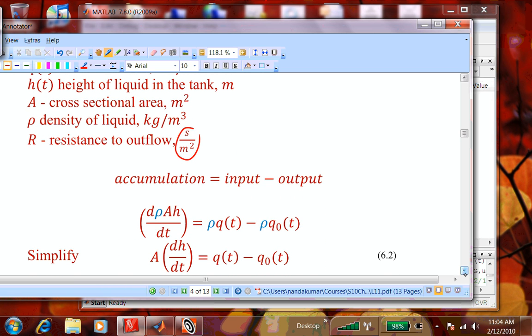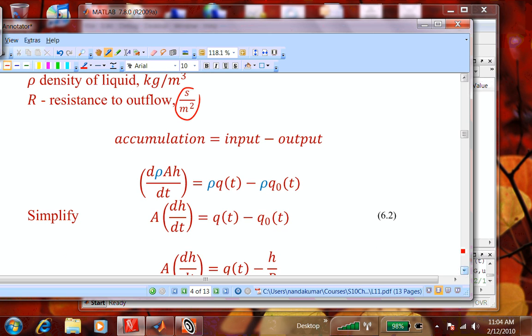So once again, applying this accumulation equals input minus output. Now it is on the mass. Okay. So A times H. A is the cross-sectional area of the tank. A times H is the volume multiplied by rho, the mass. d/dt, the rate of change of mass, equals mass in minus mass out. Now the rho is a constant, it's a liquid, so you can cancel that out. And the area of the tank is constant, so you can take that out, okay, and you get the following equation.